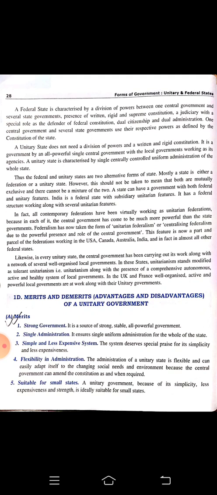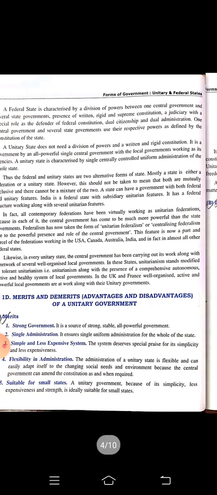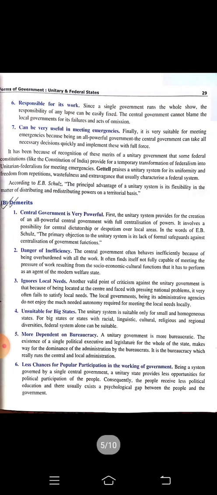Fewer chances for popular participation in the work of the government. The citizens are not allowed to interfere in all the works. Next is less local autonomy and initiative. As I told you, the local people don't get much time or many opportunities to criticize or get into the matters, because there is only a single government.